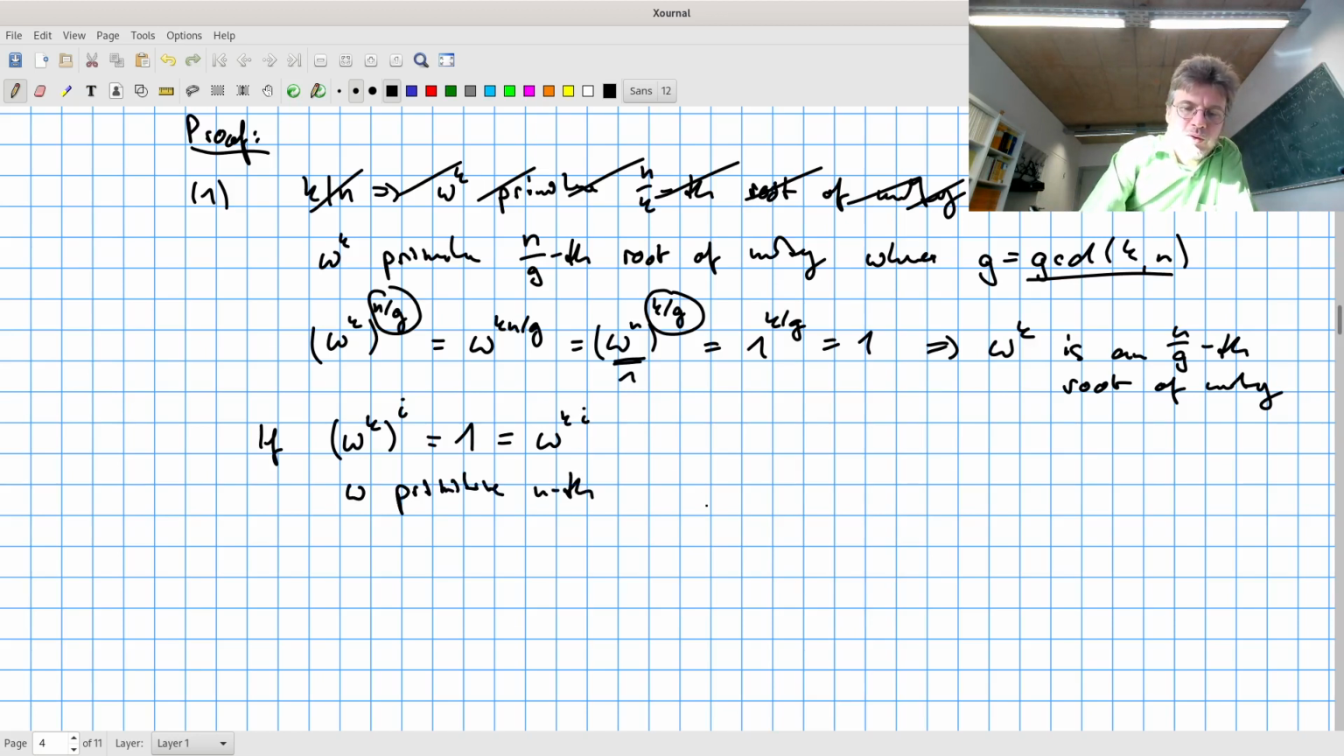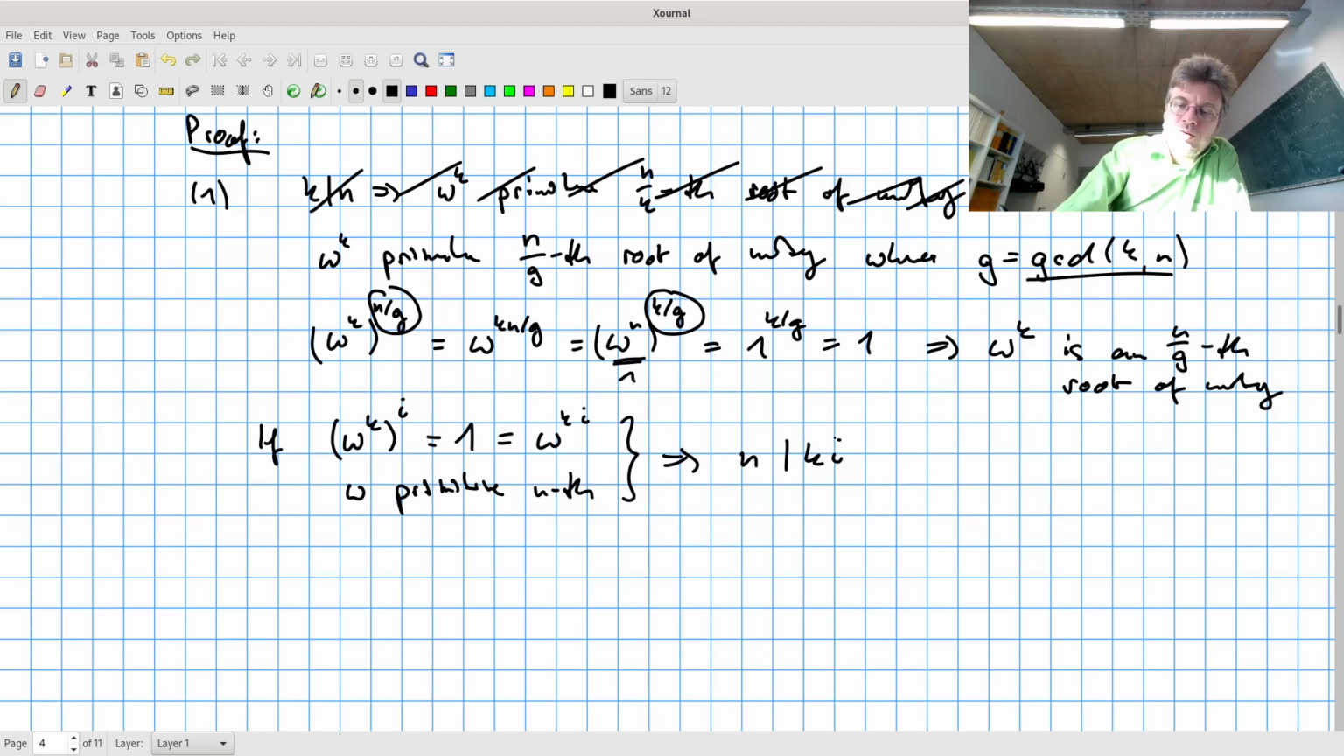primitive nth root of unity. From this it follows that n must be a divisor of ki, because if it's not, there would be a smaller power, namely the remainder of k times i divided by n, that would also be an exponent that throws omega to 1, and that would be smaller than n, and that would be in contradiction to omega being a primitive nth root of unity.